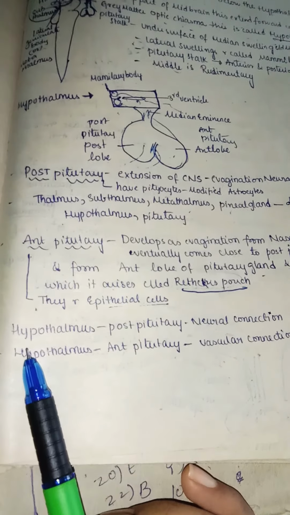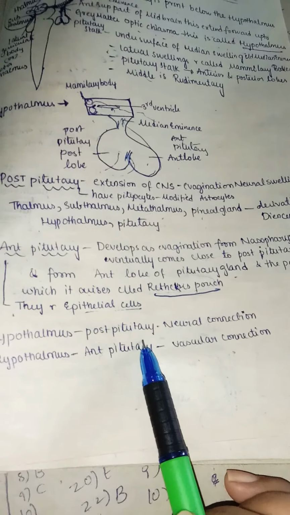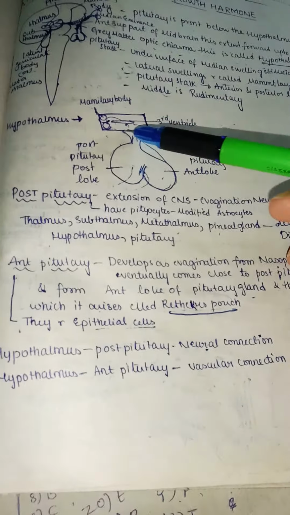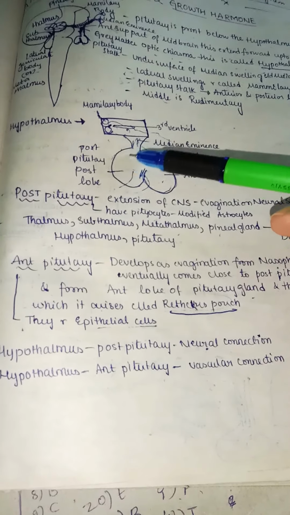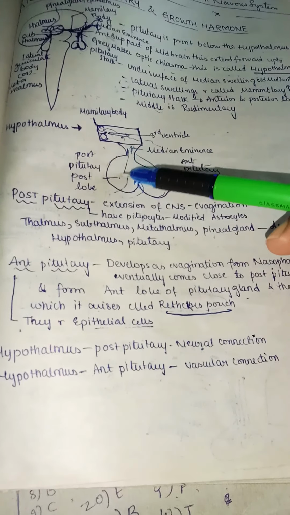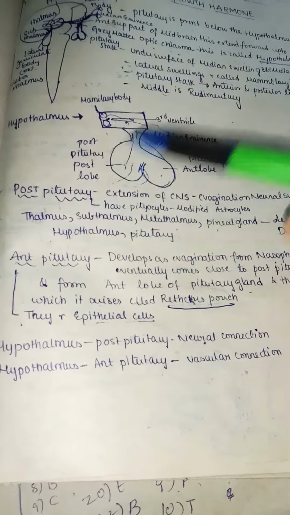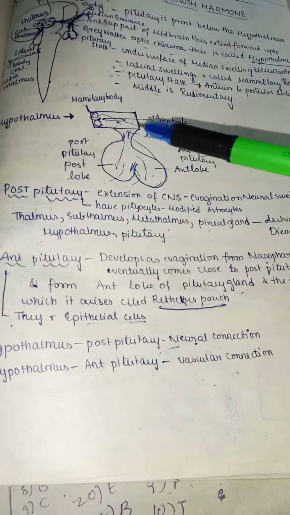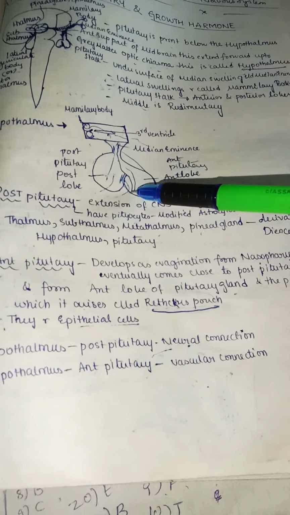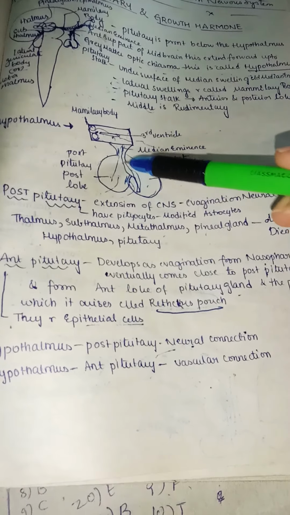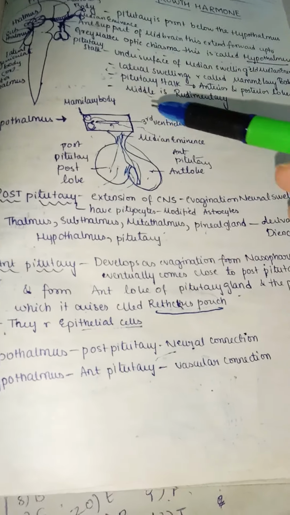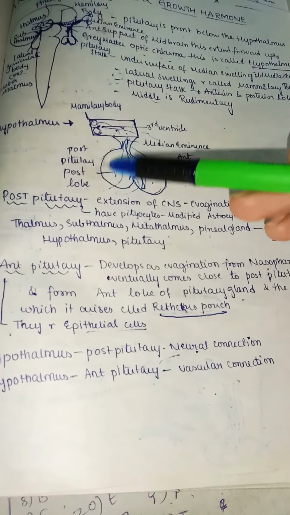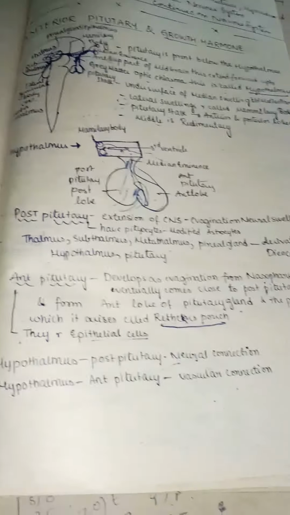Next, hypothalamus to posterior pituitary has a neural connection, because it's a neuronal part, right? Whereas from the hypothalamus to the anterior pituitary, it has a vascular connection, because it's not the neural part of the pituitary gland. This is very important. Hypothalamus to anterior pituitary, vascular connection, whereas hypothalamus to posterior pituitary, we have the neural connection.